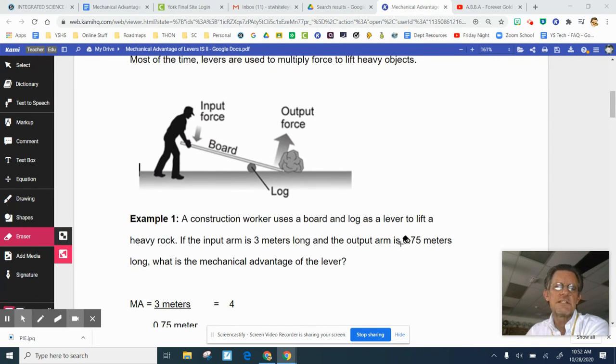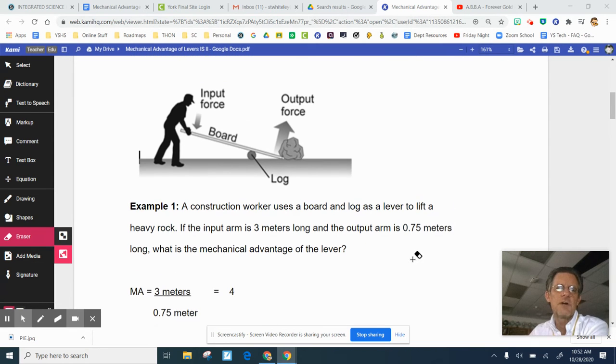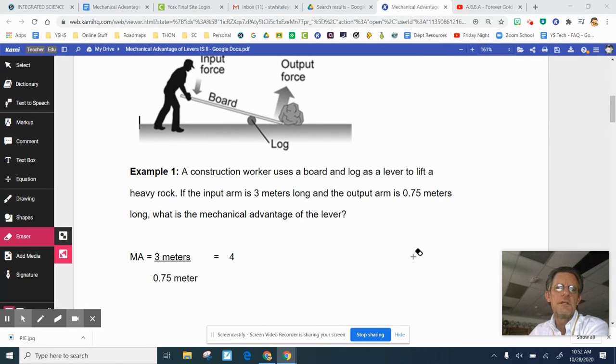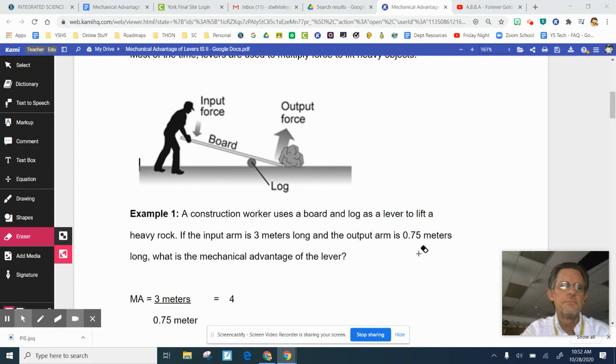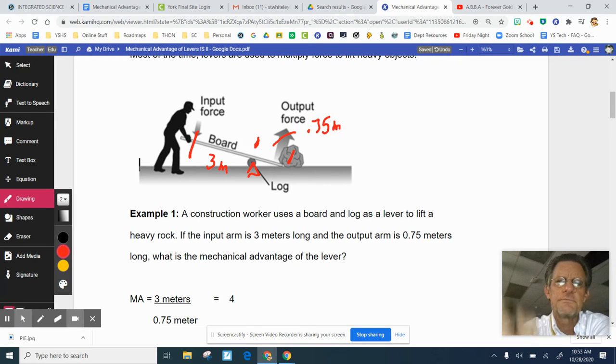So we use this one as an example, where a construction worker uses a board and log to lift a heavy rock. The input arm is measured from the fulcrum to where the input is. So here's the fulcrum. So it's measured from there to here. So that length would be 3 meters. And then the output arm is 0.75. So that's measured from, again, the fulcrum to here where the rock would be. So that is 0.75 meters.